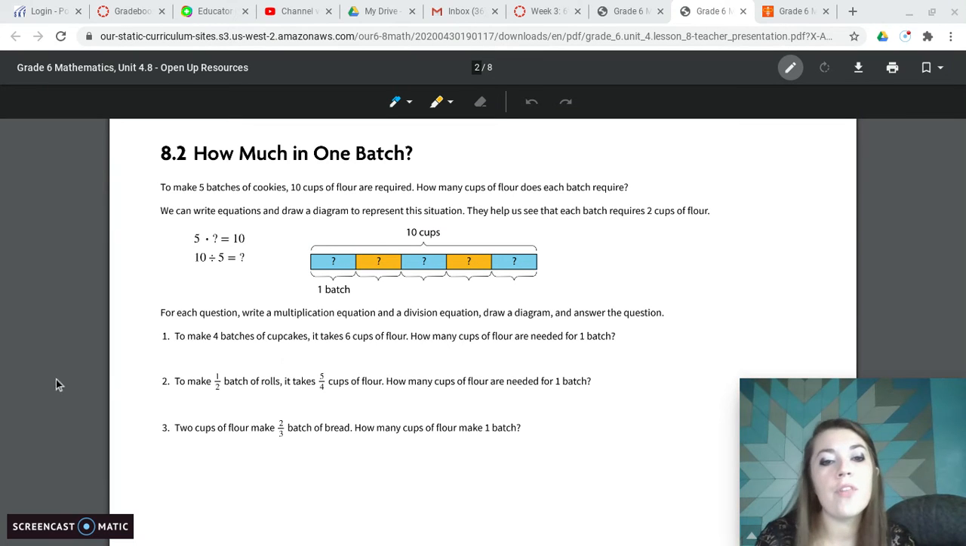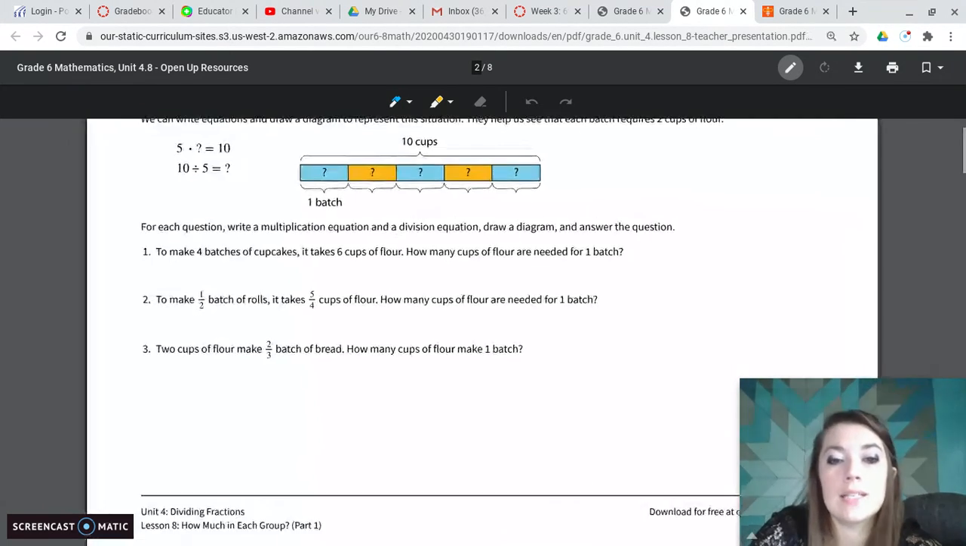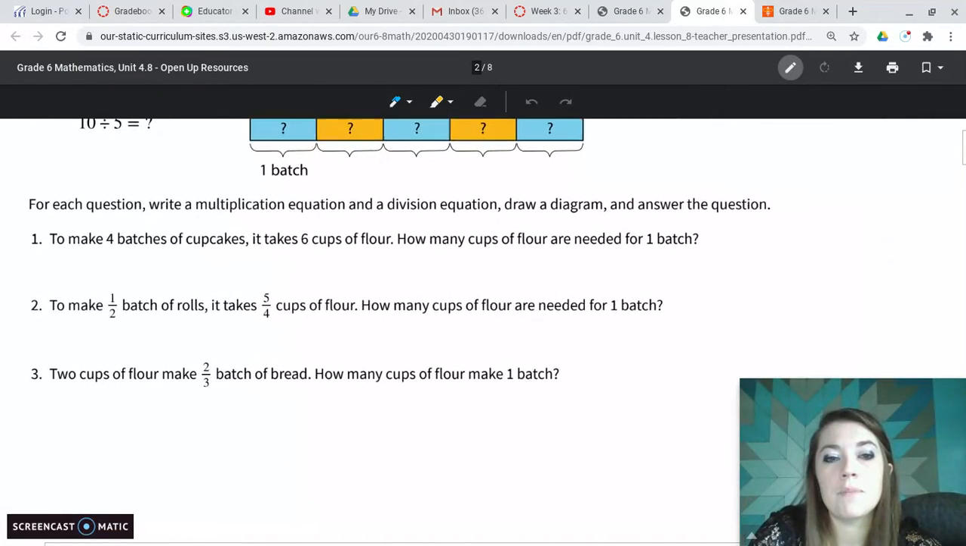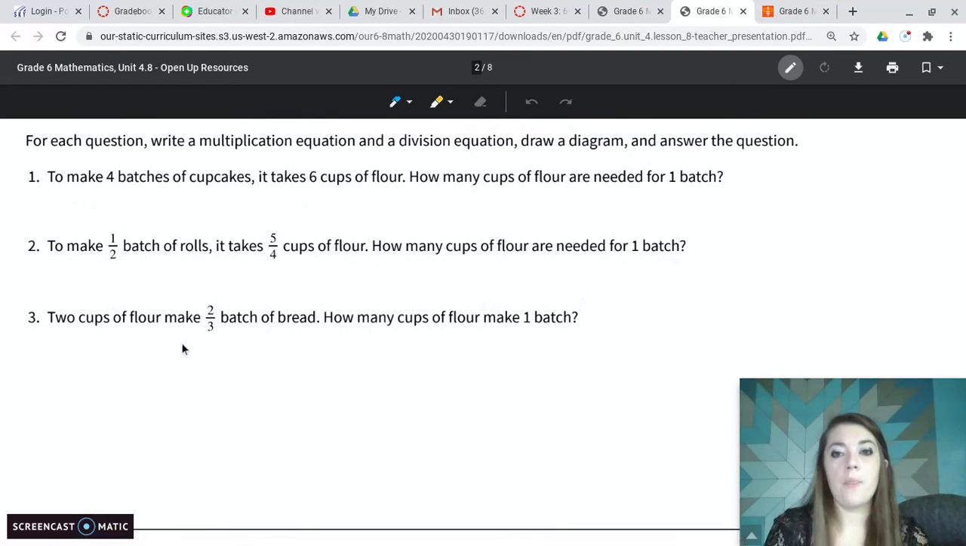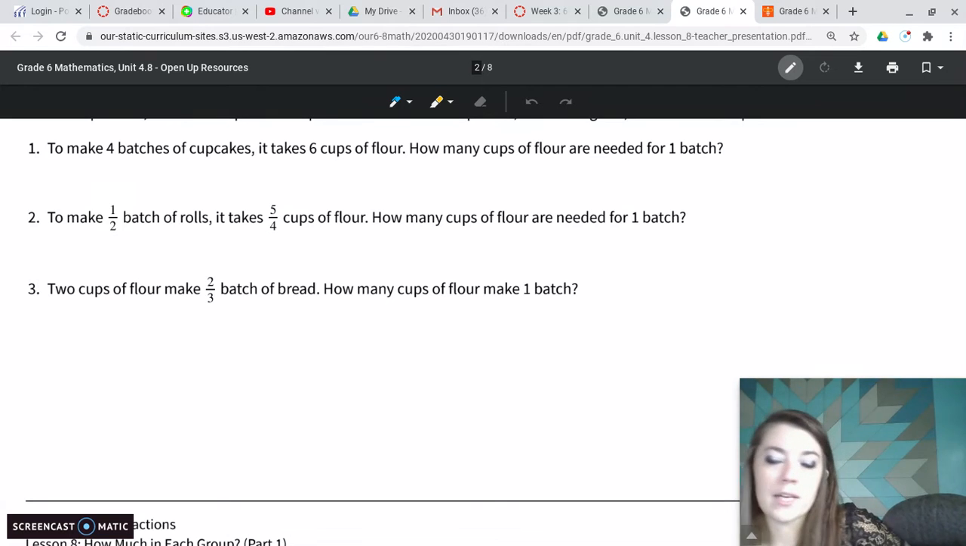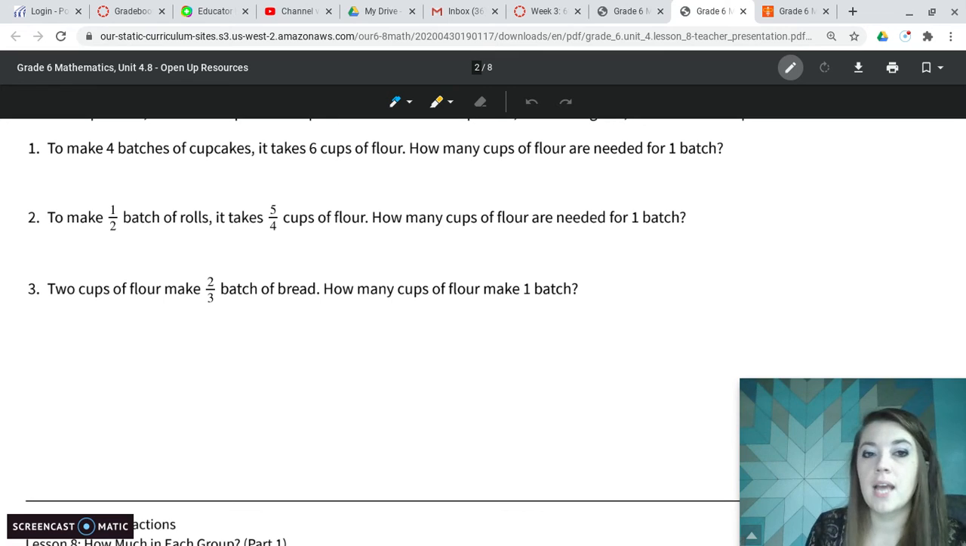All right, so for the next ones, we're going to write a multiplication equation and division equation and answer the question. So to make 4 batches of cupcakes, it takes 6 cups of flour. How many cups of flour are needed for one batch? So in all the questions we're doing today, they're all going to be about finding one batch. So finding the unit rate, finding what it takes to do one of something. And so this is telling us 4 batches of cupcakes, it takes 6 cups of flour. We want to know how much flour is needed for one batch.